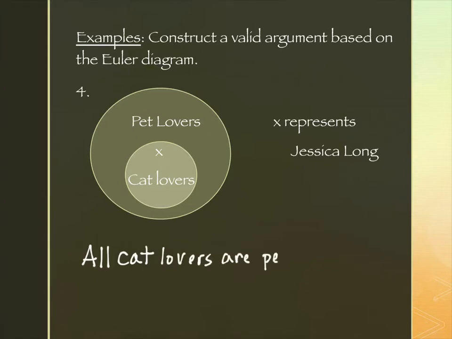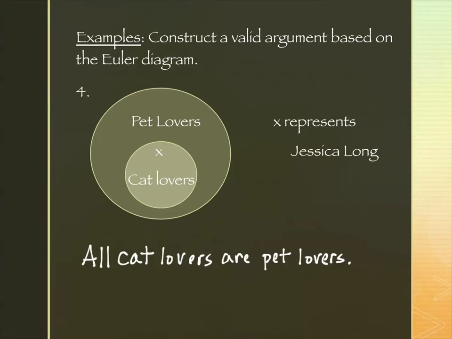pet lovers. Now, it's important for you to be aware of the fact that you might not even have to agree with the statement that's given. It's just the statement structure of the picture, right? You might be like, well, I don't know, I know this one person. We're not talking about whether or not you think it's true or false, right? We're talking about the structure of the picture. And this is the structure of the picture. The picture says all cat lovers are pet lovers.